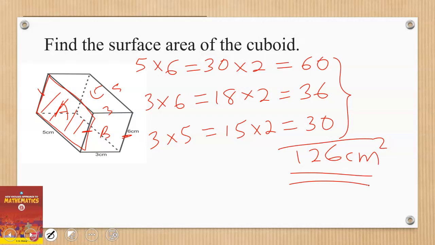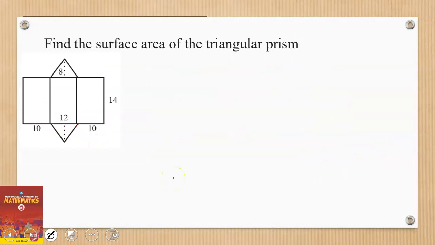So that is the answer for calculating this. You can label A, B, C and say area A implies that, area B implies that, area C implies that, and you can do that. Okay, now let's take another example. Find the surface area of the triangular prism here. Here they've given it to you in net form, so it becomes very easy to work with.